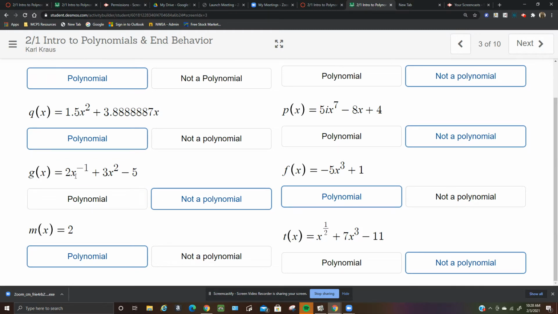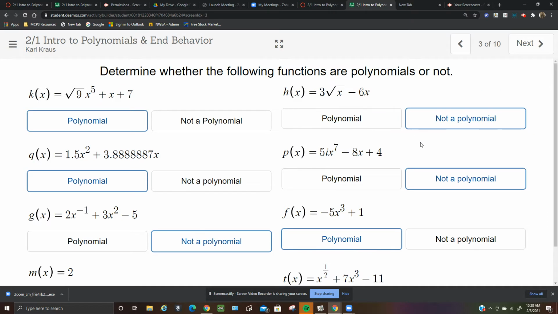The third one down in the first column, this negative exponent is not a whole number. That's a negative integer. So that one's not a polynomial because of this here. And this would be 2x to the 0 power. So this is a polynomial. Functions, I should say. Maybe that should have been on the button. Polynomial function, not a polynomial function.